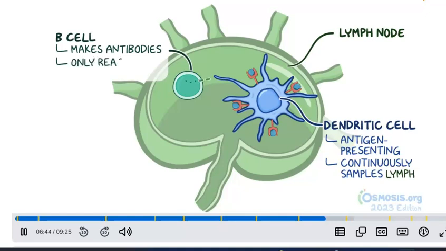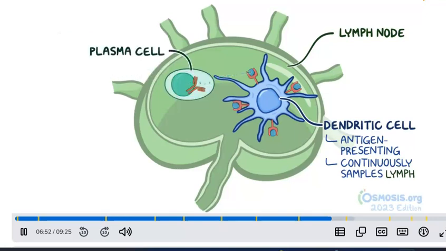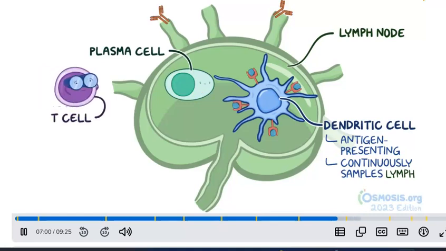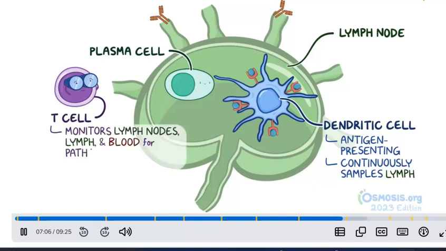B cells are designed to only react to foreign antigens, and if the dendritic cell presents something foreign, the B cell turns into a plasma cell and starts cranking out antibodies, which then flow into the lymph and exit the lymph node. There are also circulating T cells, which are another type of lymphocyte that move between the lymph nodes, lymph, and blood, on the lookout for pathogens and infected or abnormal cells that have been tagged by antibodies.